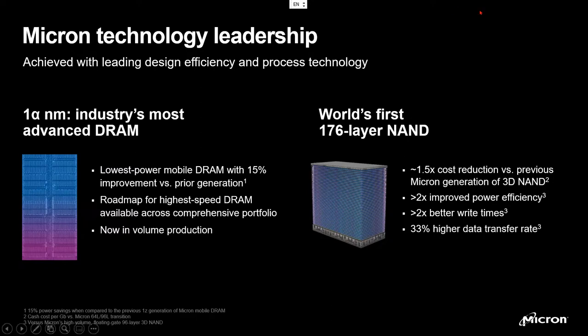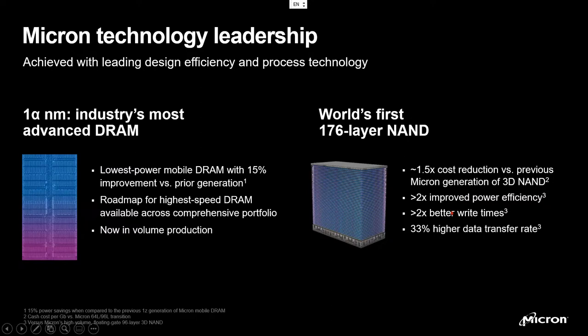If we look at the right-hand side, we have the world's first highest density 176-layer NAND. This NAND actually brings a lot of advantages to all the customers out there that require storage. First and foremost, storage increases at a tremendous speed, so you need more space to store. And the good news is that with this new technology, we managed to reduce the cost by 1.5 times. Which means this pass-on saving will help you reduce your cost of deploying products in your various ways of using storage.